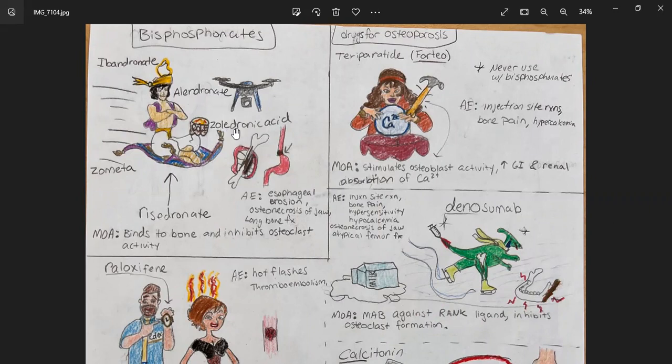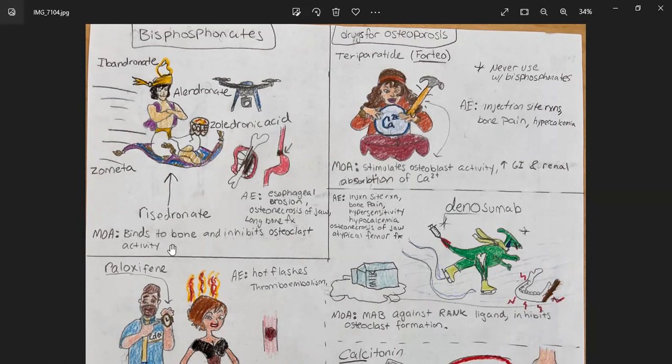Dole for zoledronic acid. He has a band on his head, an apple band, an eye band for ibandronate. He is zooming around on his magic carpet, zooming around for Zometa. And that magic carpet has risen up in the air for risedronate.